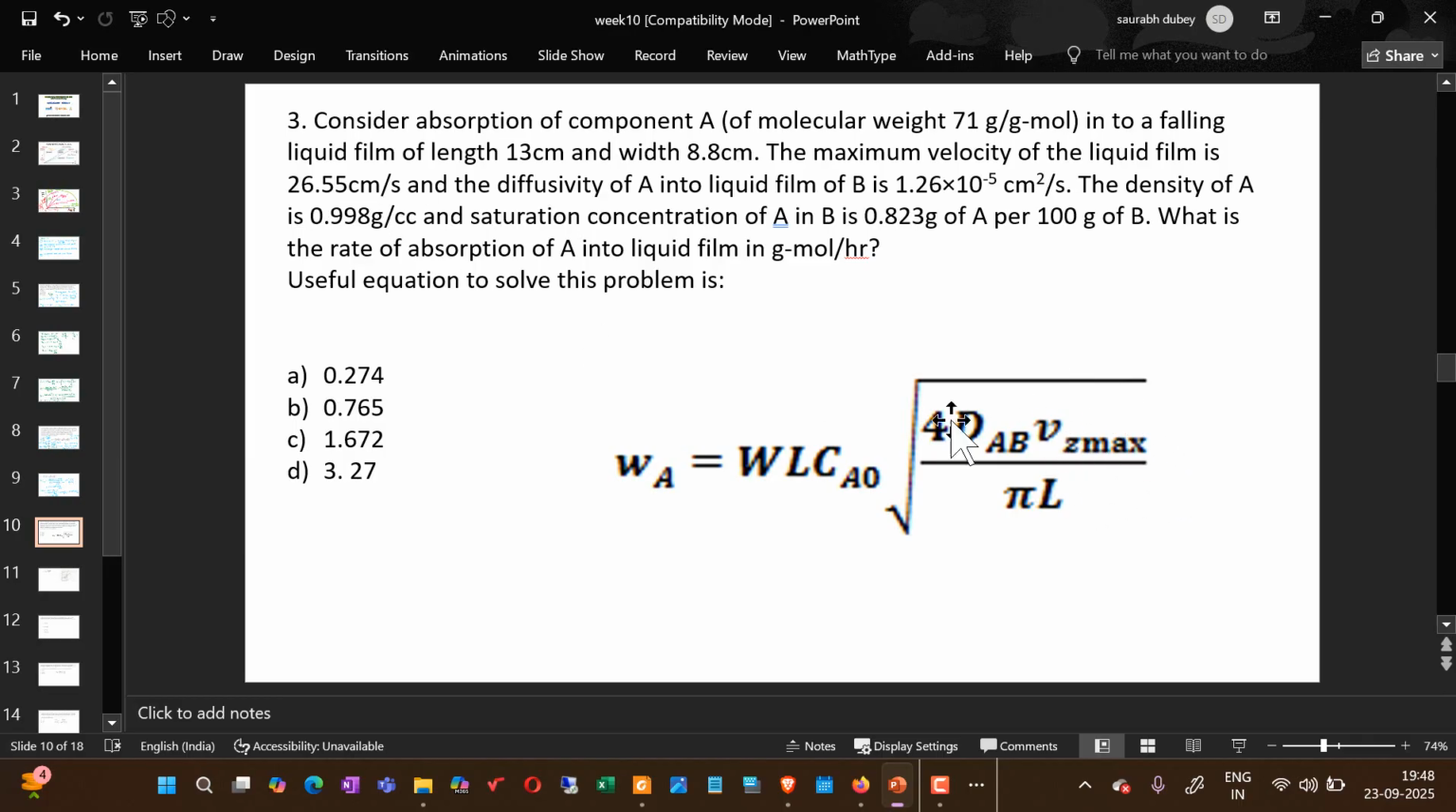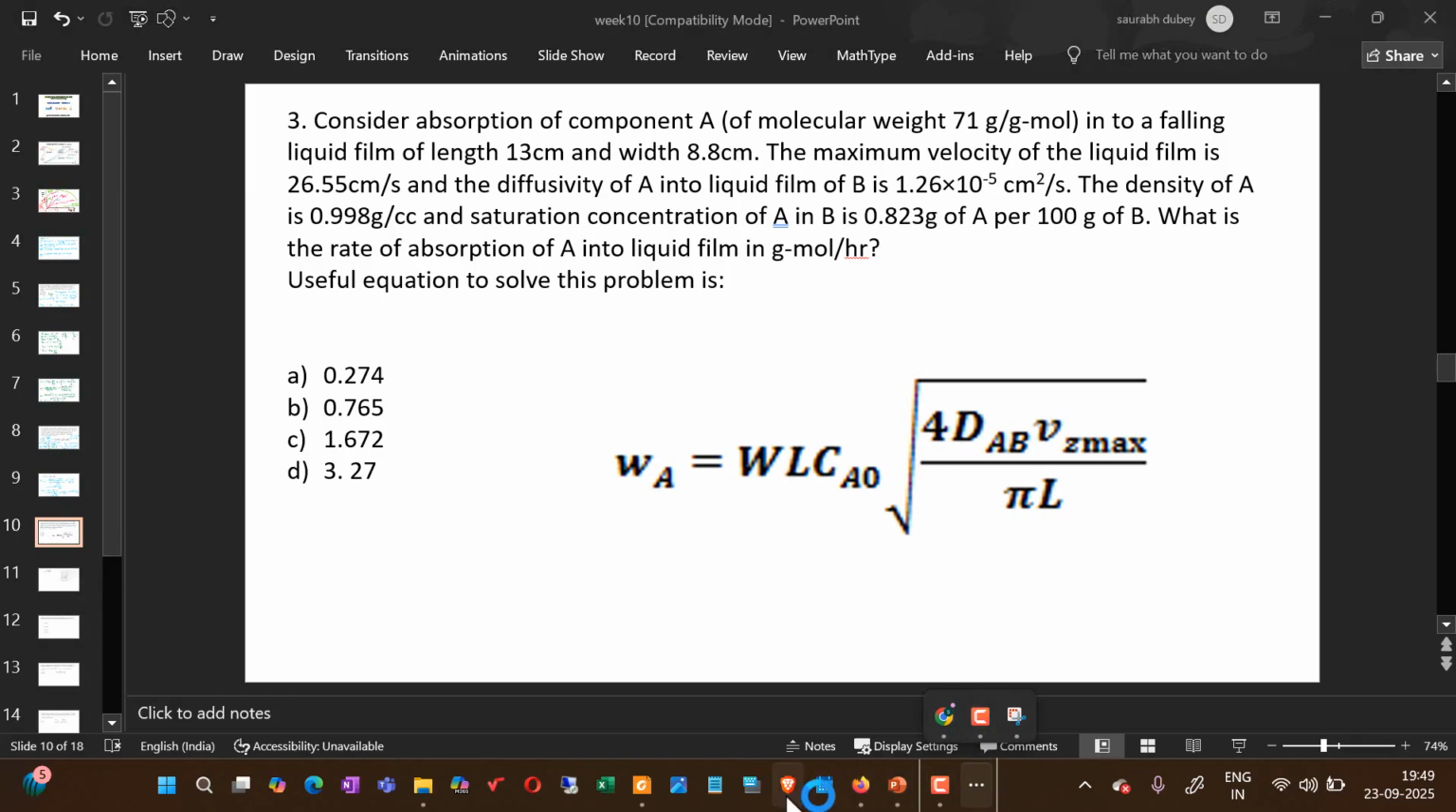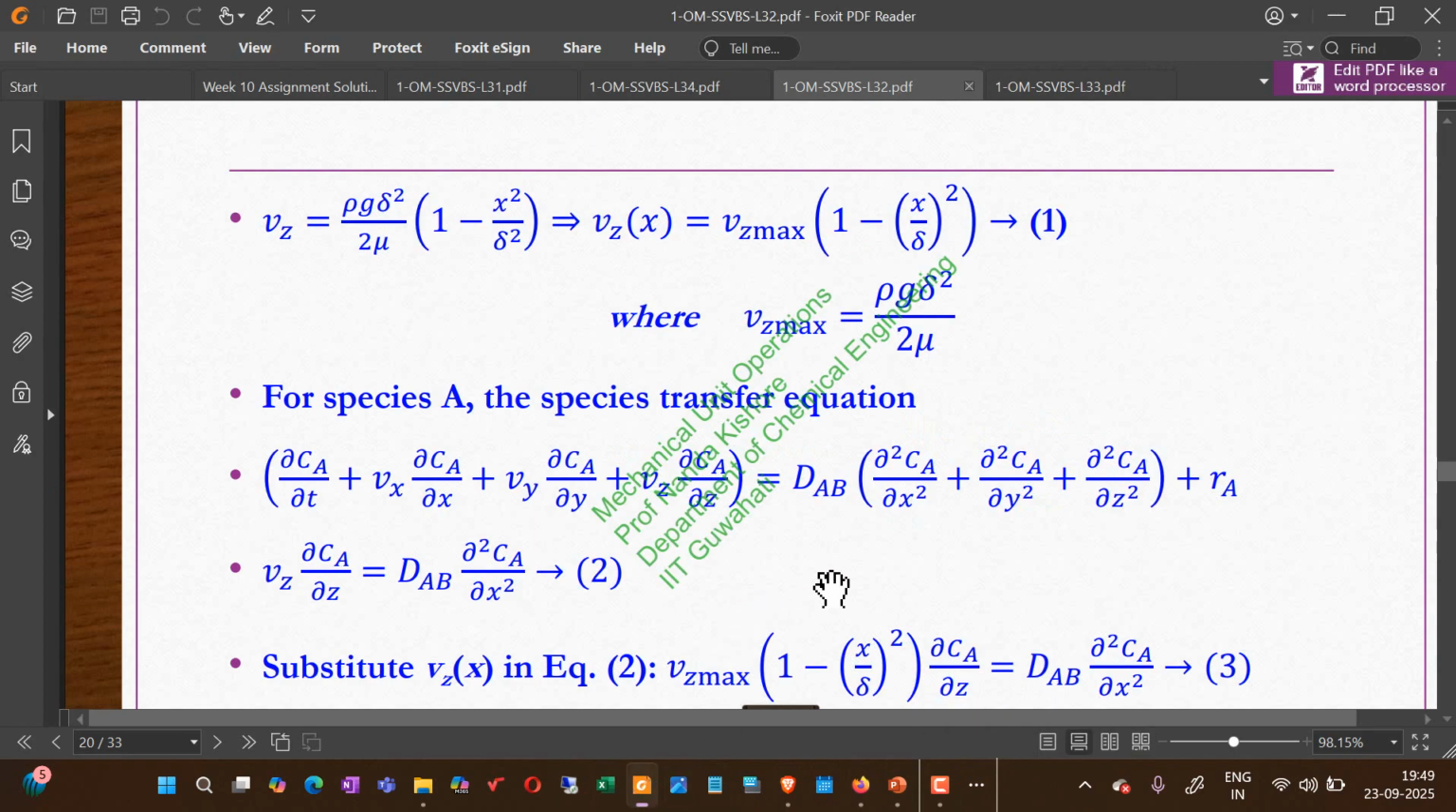So you are given Vz max, you are given DAB, you are given L, you are given W, okay, and you are given C_A saturation. If you have to see the concentration saturation, you are given everything, so you can solve it anyway. But we will be looking at the derivation, and then we will come to the content of the question, right?